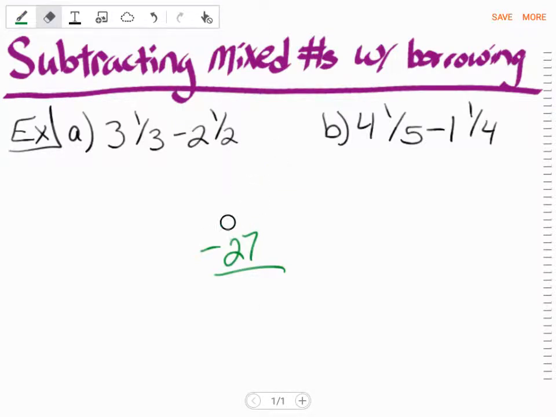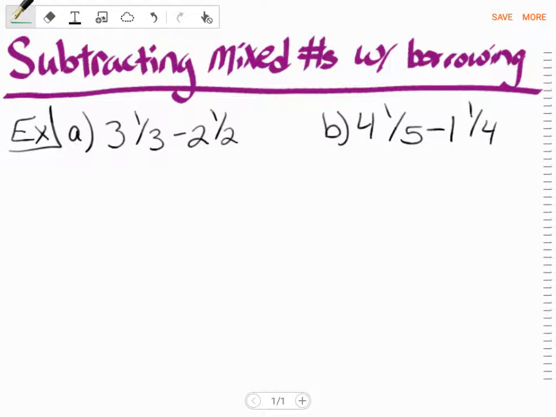Guys, it's going to be kind of the same concept here. We're still going to have to borrow, and I'll show you why. You're not even going to know necessarily just looking at the problem that you're going to have to borrow later. So let's work through here and let's see what happens.